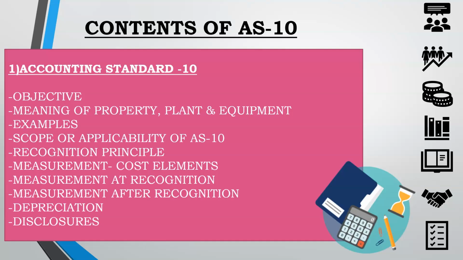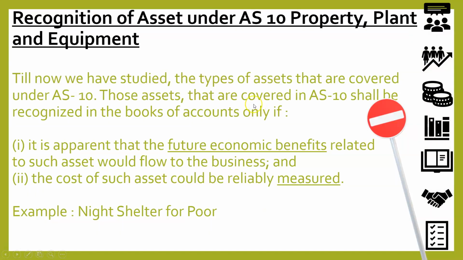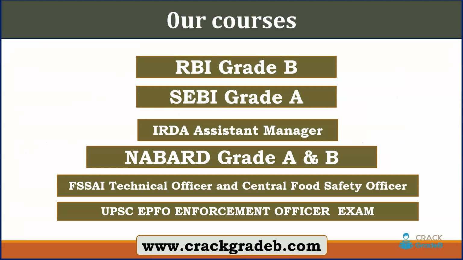In the contents, we have covered it till here. That means we have covered the objective, meaning of property, plant and equipment, the examples, the scope and applicability of Accounting Standard 10, and the recognition principle. Later on, in the next slide, we'll see that whatever asset qualifies for being recognized in the books of accounts, how do I measure it for purposes of recording it in the books of accounts. So that's it for today. I will continue our lecture in the next class.